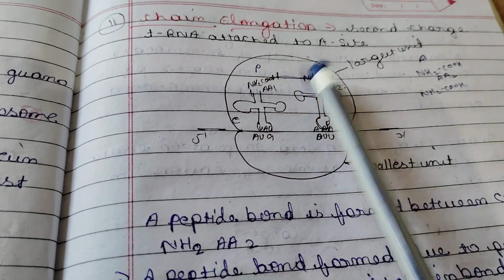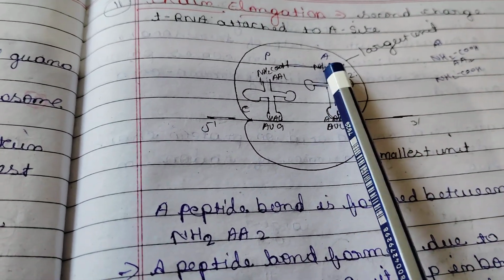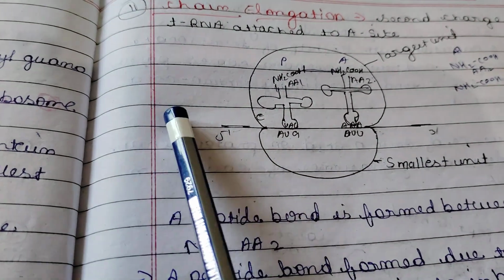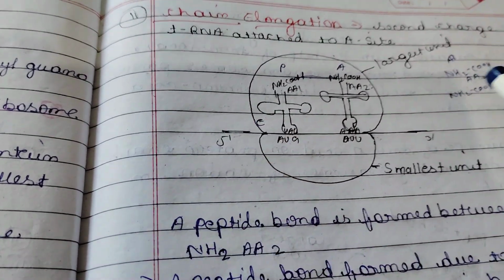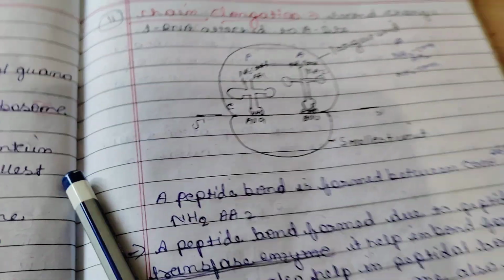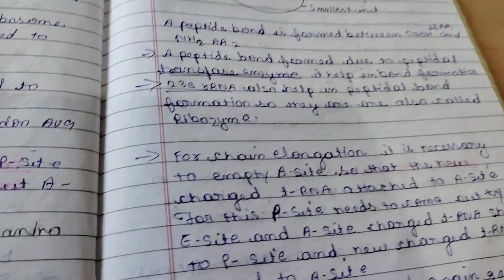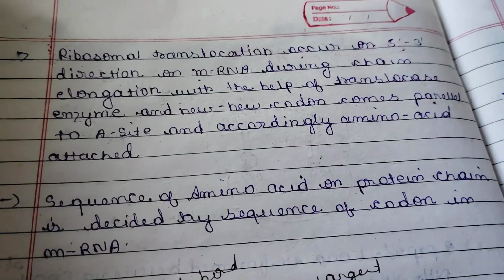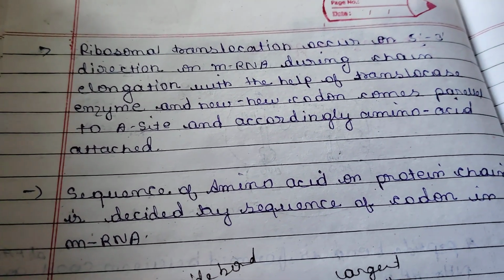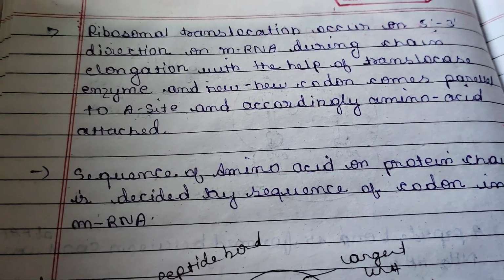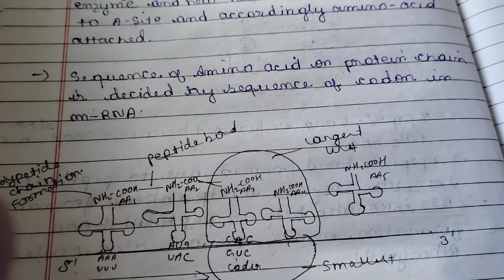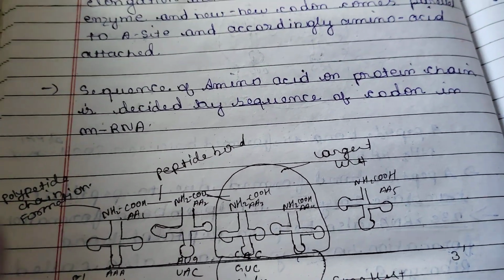What happens here? One amino acid is attached here, and it is passed to the P site, and from the P site it is removed through the E site, that is the exit site, and the new charged amino acid attaches on this side. This process is repeated again and again, and this leads to the elongation of the chain and the formation of protein. Ribosomal translocation occurs in the 5' to 3' direction on mRNA during chain elongation with the help of the translocase enzyme, and a new codon comes parallel to the A site, and accordingly the amino acid is attached. The sequence of amino acids on the protein chain is determined by the sequence of codons in mRNA.